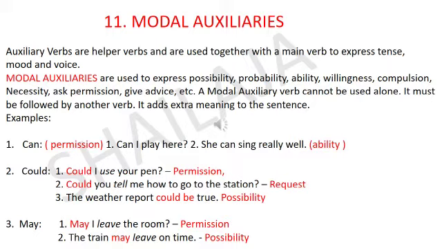Second one. Could. Could I use your pen? Permission. Could you tell me how to go to the station? It is a request. The weather report could be true. Possibility. It may be true. It can be true. May. May I leave the room? Permission. We are using may in the form of permission here. The train may leave on time. It's a possibility. It may leave on time. So that is the possibility.